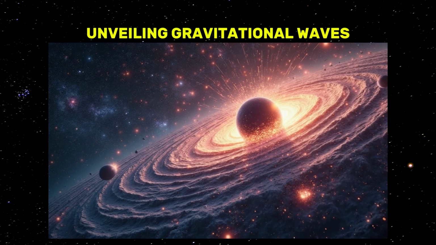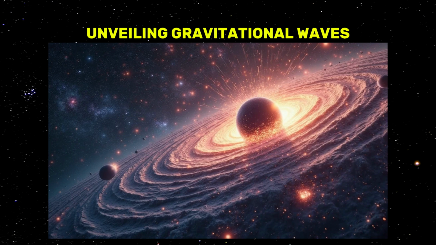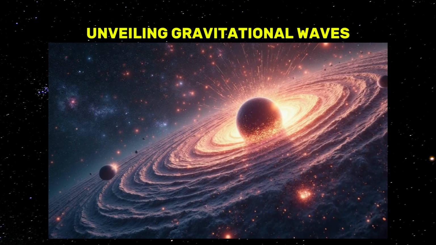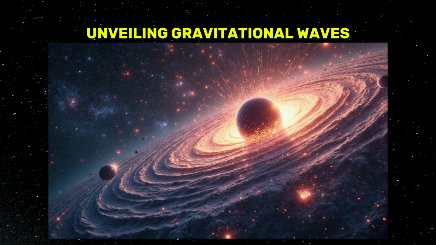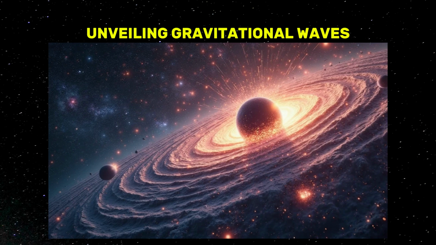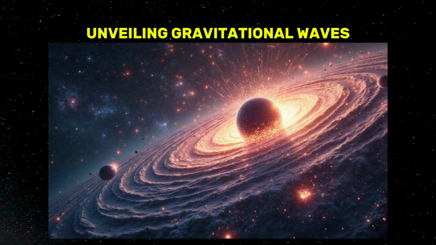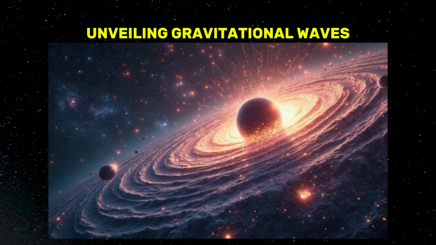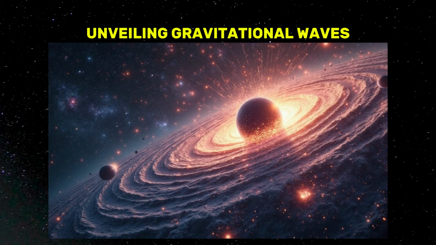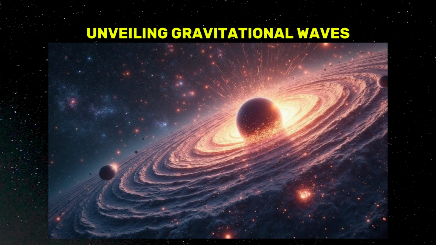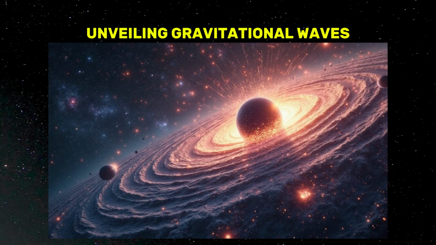Light, whether it be visible, infrared, or ultraviolet, can be blocked or warped by cosmic dust and gas. Gravitational waves, however, pass through all matter undeterred. This makes them an unparalleled tool for astronomers, unveiling corners of the universe that were once thought to be forever concealed. The groundbreaking detection in 2015 heralded the dawn of gravitational wave astronomy.